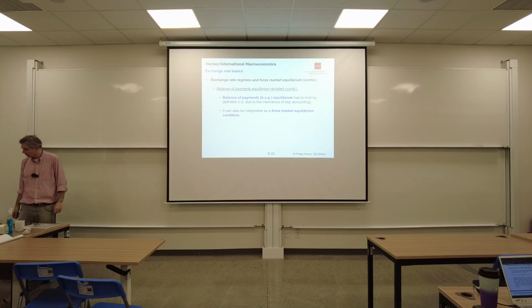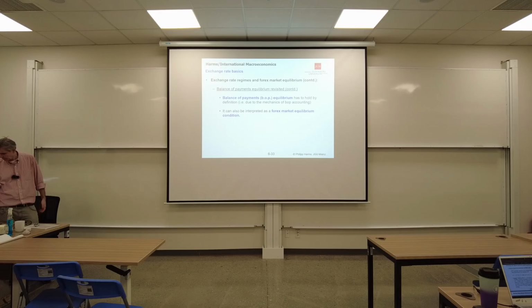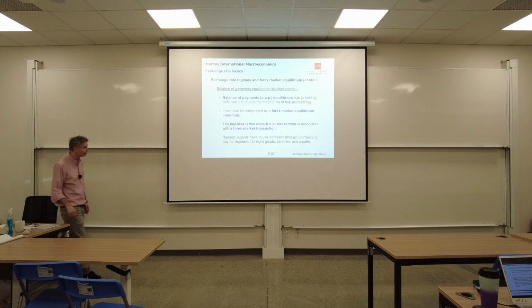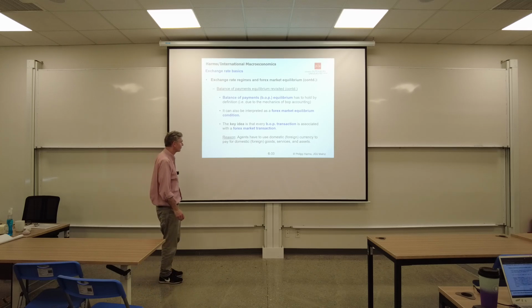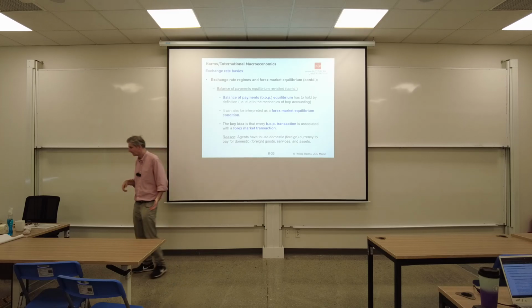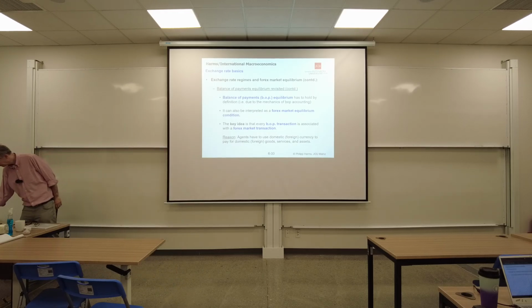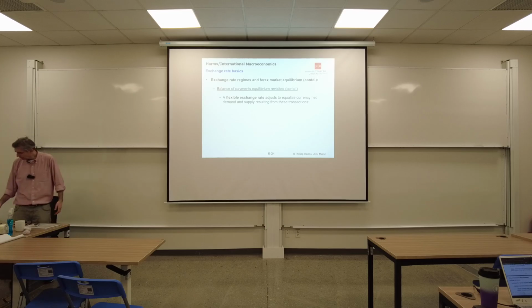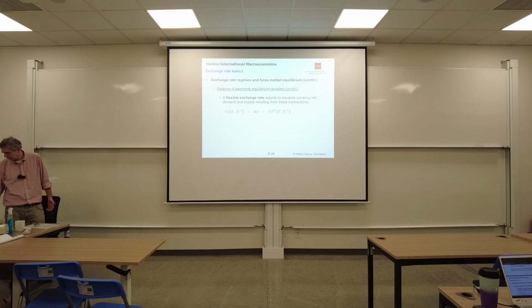Balance of payments equilibrium has to hold by definition, but it can also be interpreted as a forex market equilibrium condition. And the key idea is that every balance of payments transaction is associated directly or indirectly with a forex market transaction. So agents have to use domestic or foreign currency to pay for domestic or foreign goods, services, and assets. So a flexible exchange rate adjusts to equalize currency net demand and supply resulting from these transactions.